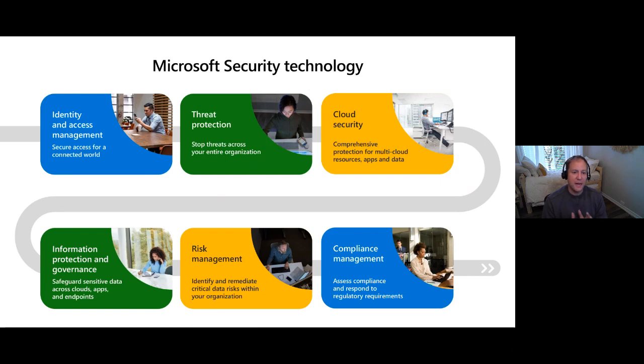The first one is identity and access management. And I put this one first because I do think this one is core. The vast majority of breaches, as we all know, start with a compromised password. They're really the weakest link in most security strategies. So we start with a strong identity with Azure Active Directory and access management to protect your resources. So it starts with identity for us.